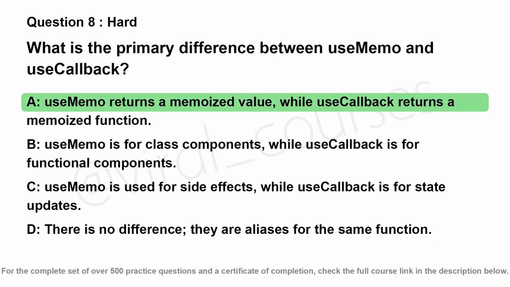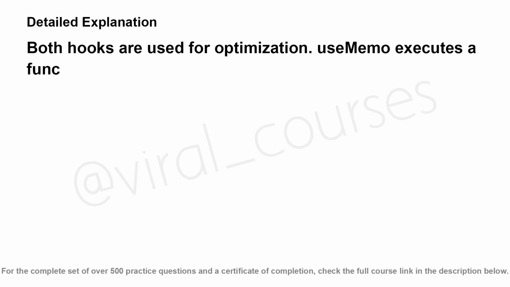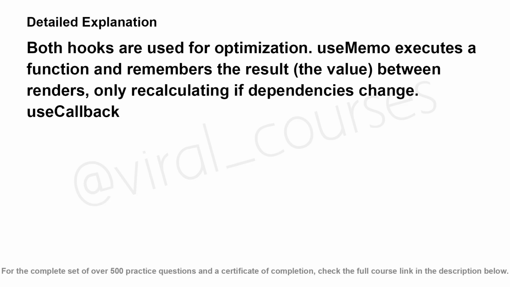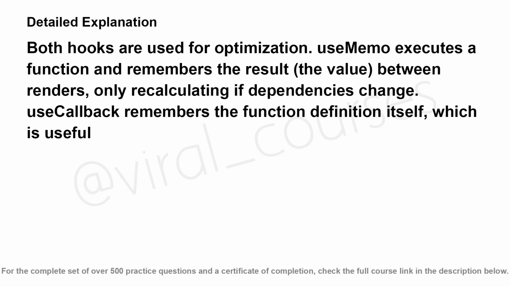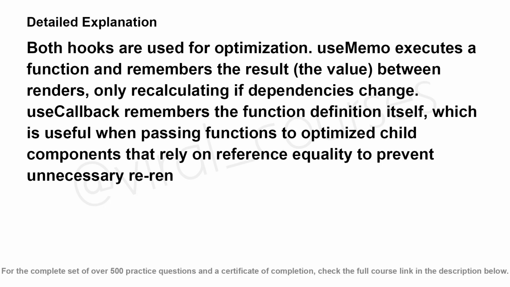The correct answer is A. Both hooks are used for optimization. useMemo executes a function and remembers the result, the value, between renders, only recalculating if dependencies change. useCallback remembers the function definition itself, which is useful when passing functions to optimized child components that rely on reference equality to prevent unnecessary re-renders. Via React.memo.